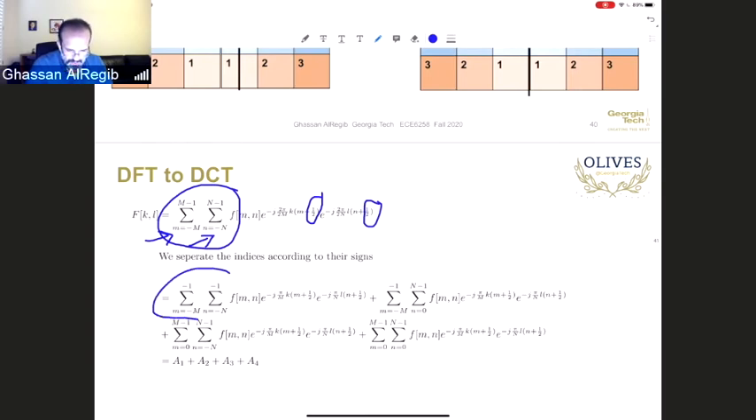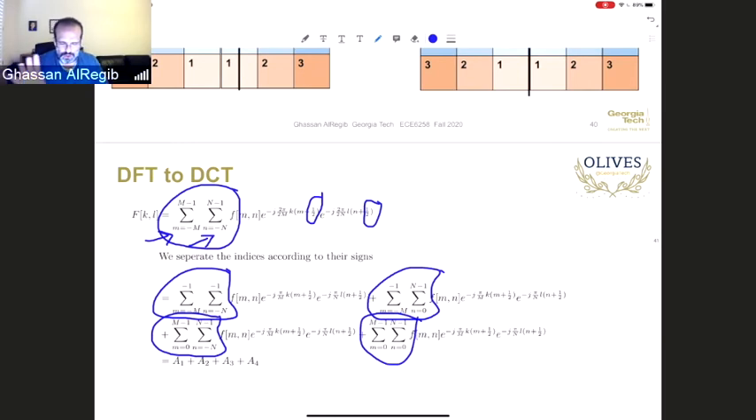The first one, when both of them are negative indices. This one, when m is negative but n is positive. This one, when m is positive but n is negative. This one, if both of them are positive, meaning in which quadrant I am, right? And then everything else is the same within these terms, right?